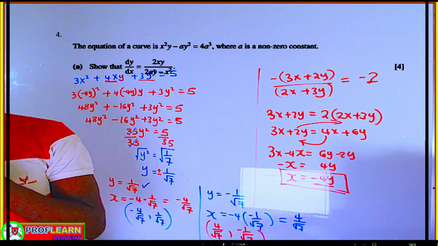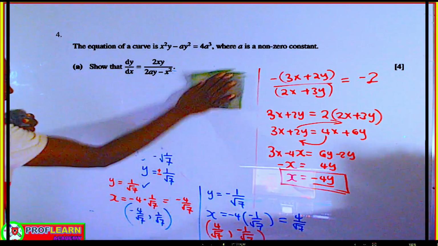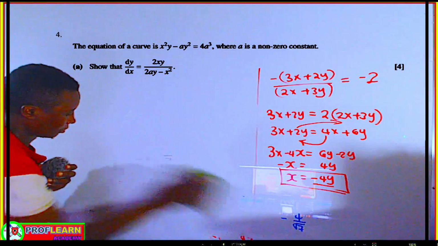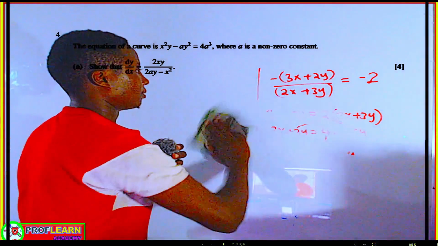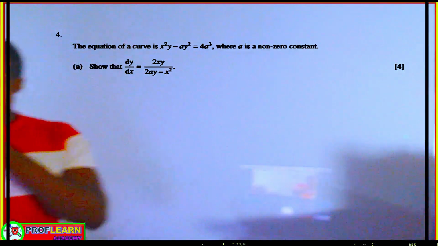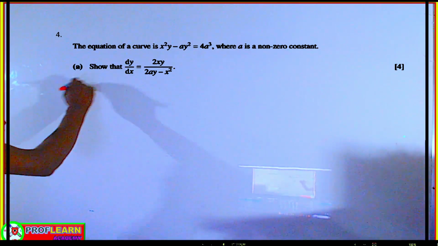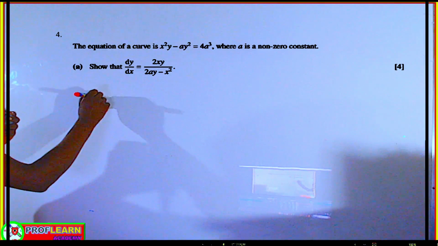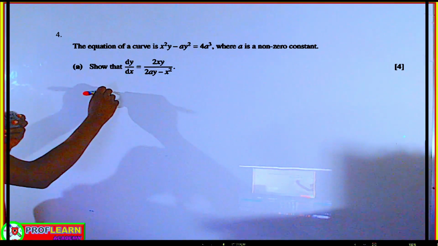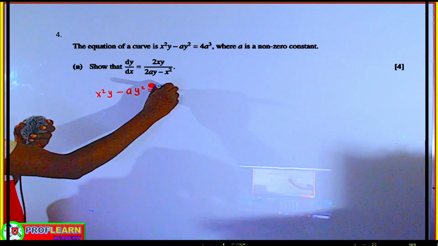So the next question we are going to work out, we are told that the equation of the curve is given by x squared y minus a squared y squared equals 4a cubed. Let me just write that question so that we can leave out: x squared y minus ay squared equals 4a cubed.